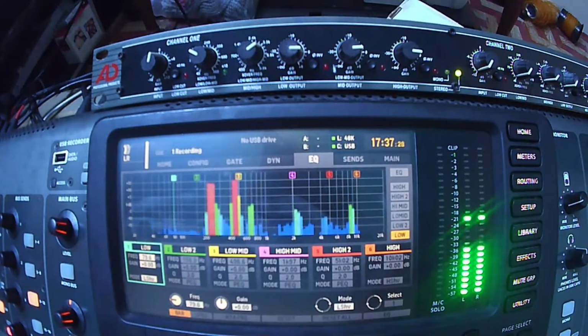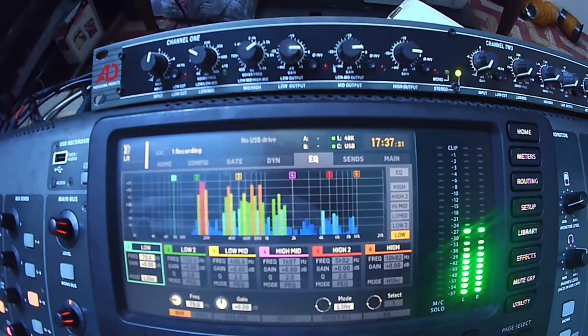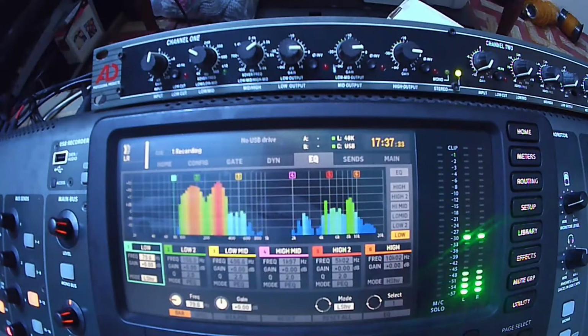Now I'm going to play music and let's see what it does on the actual scene.